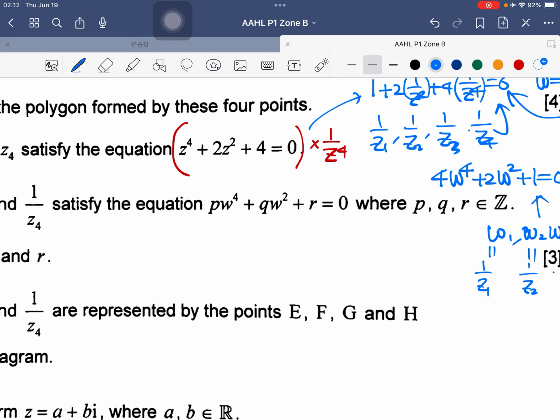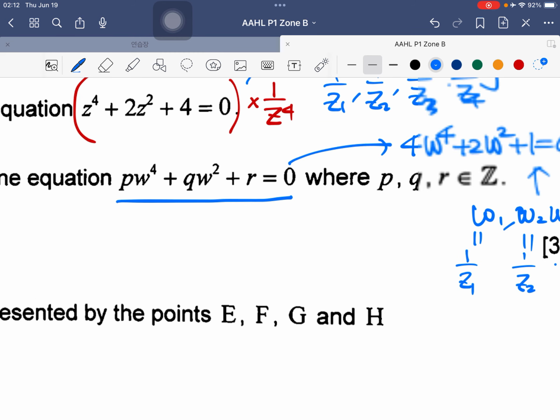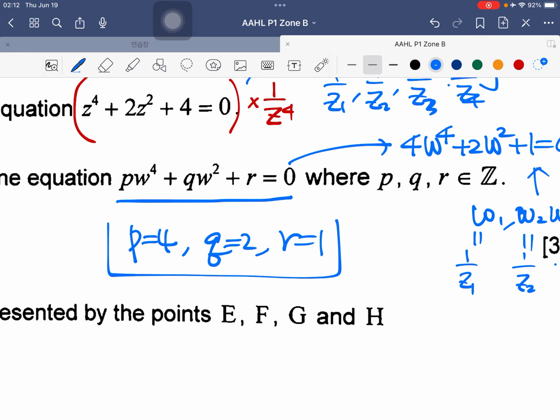So this and this are the same. So we get p equals 4, q should be 2, r should be 1. Okay.